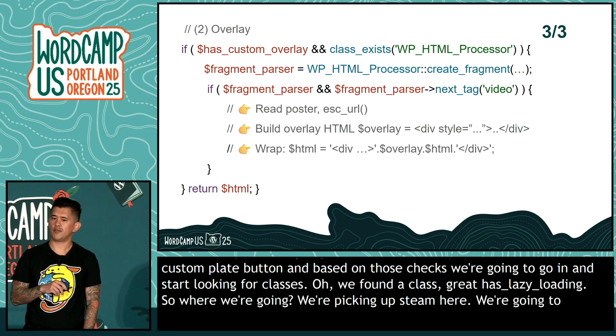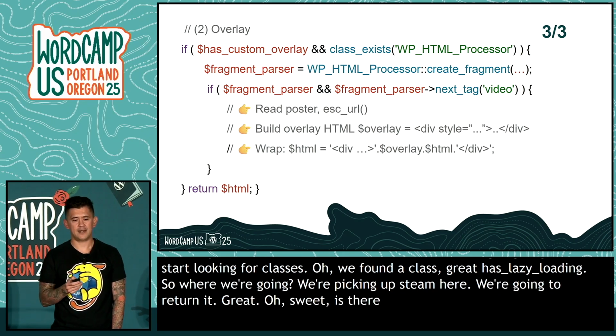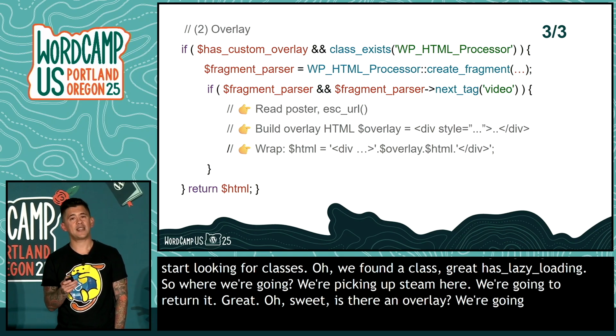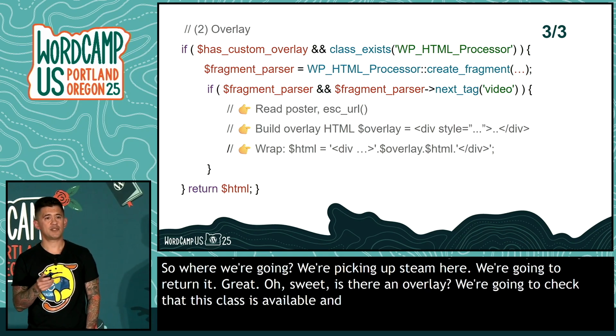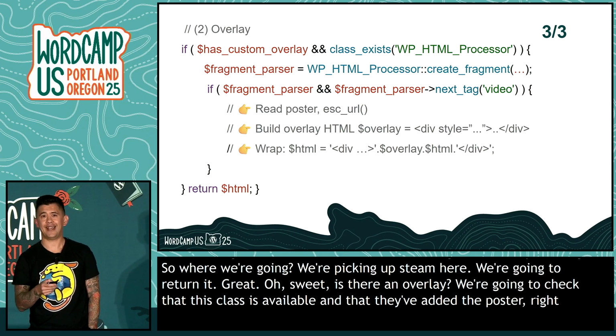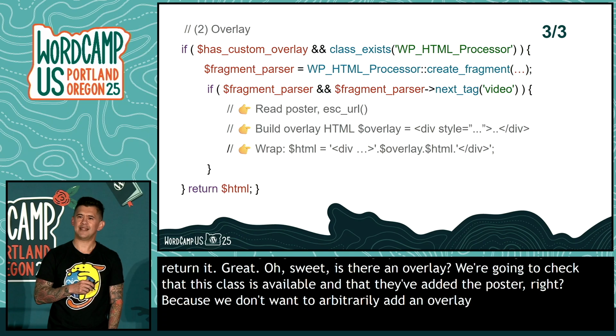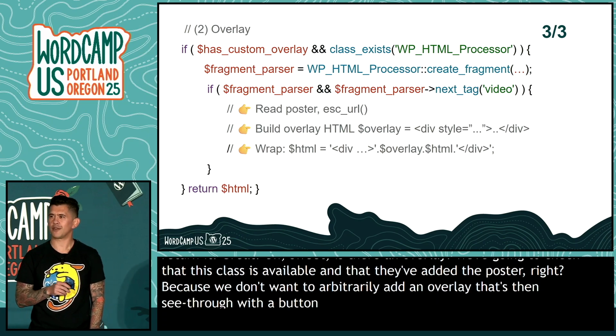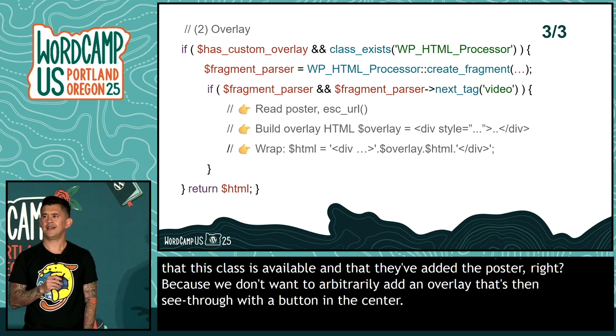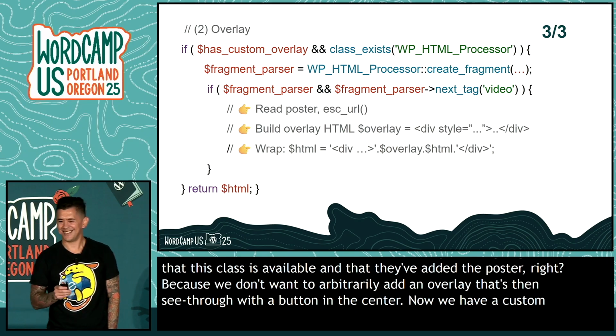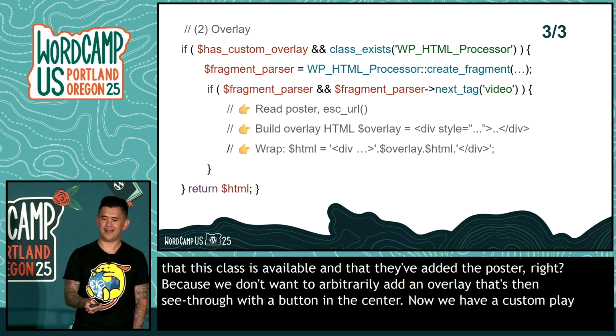Oh, sweet. Is there an overlay? We're going to check that this class is available and that they've added the poster, right? Because we just don't want to arbitrarily add an overlay that's then see-through with a button in the center. That would be unpleasant because now we have a custom play button over controls, over a poster inside of a video. Oh, it gives me a headache.